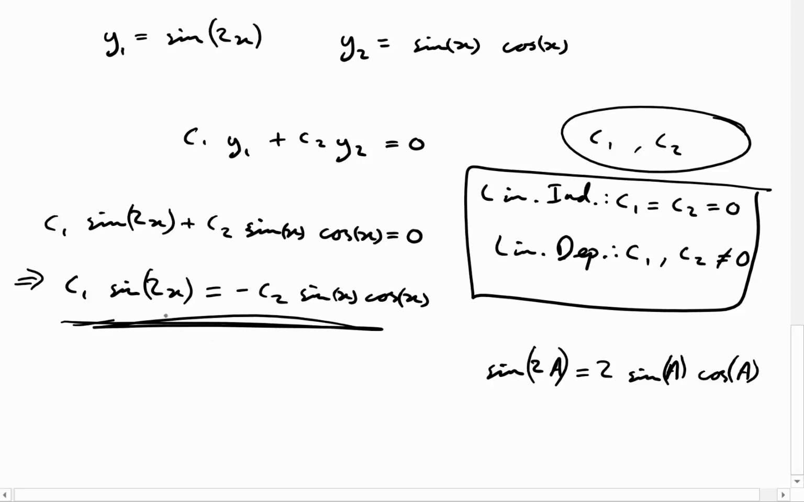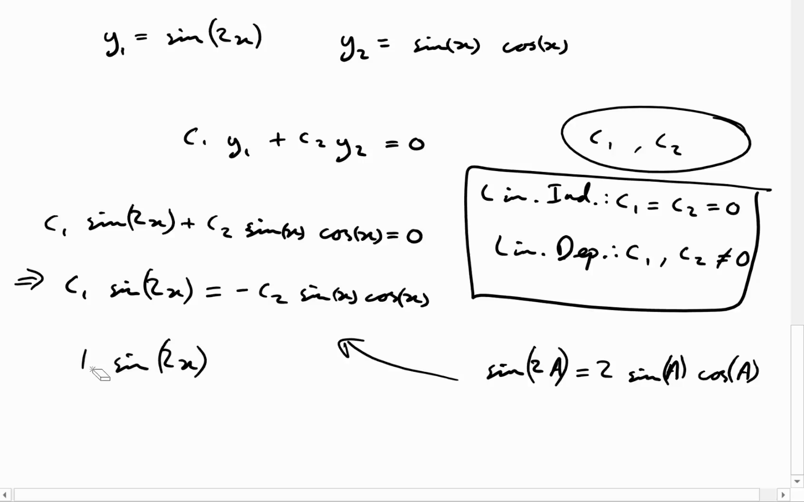So if you compare these two, we want this thing to look like this. Well, we can make c1 1. If c1 equals 1, we get sine 2x, and we want 2 sine x cos x on the right hand side. So in other words, we want minus c2 equals 2. That gets that. So therefore c2 must equal minus 2. So those are your two constants.